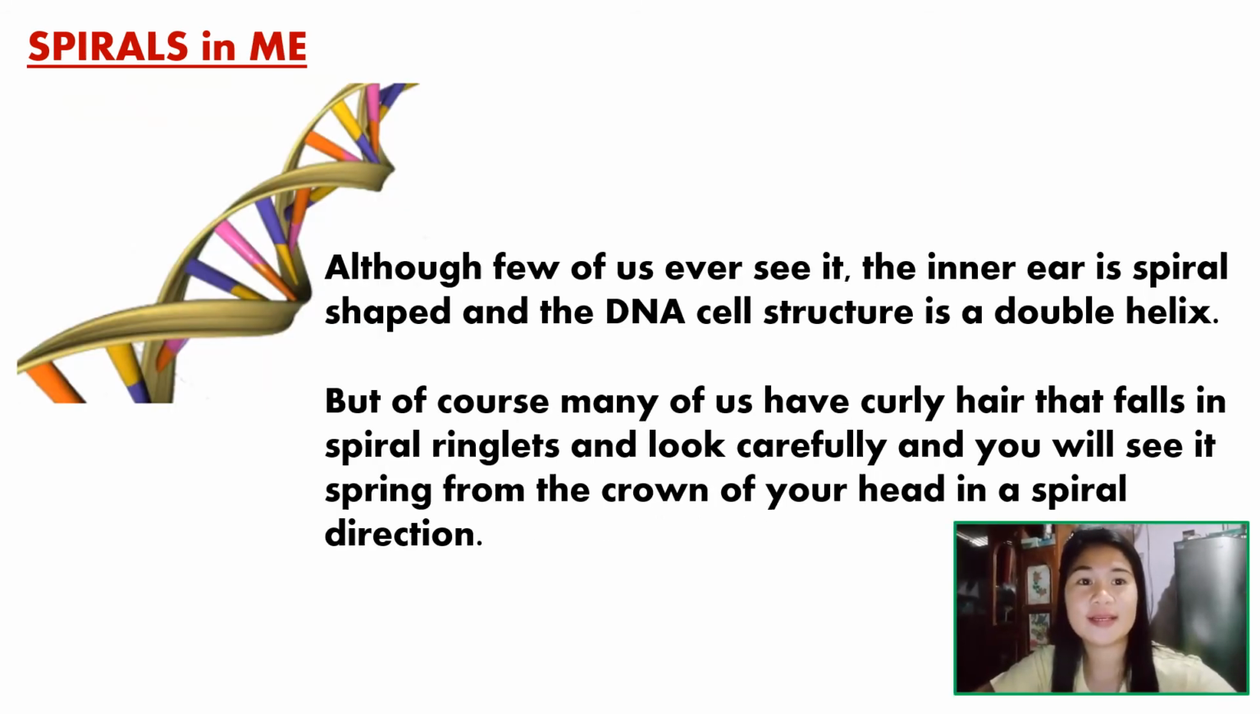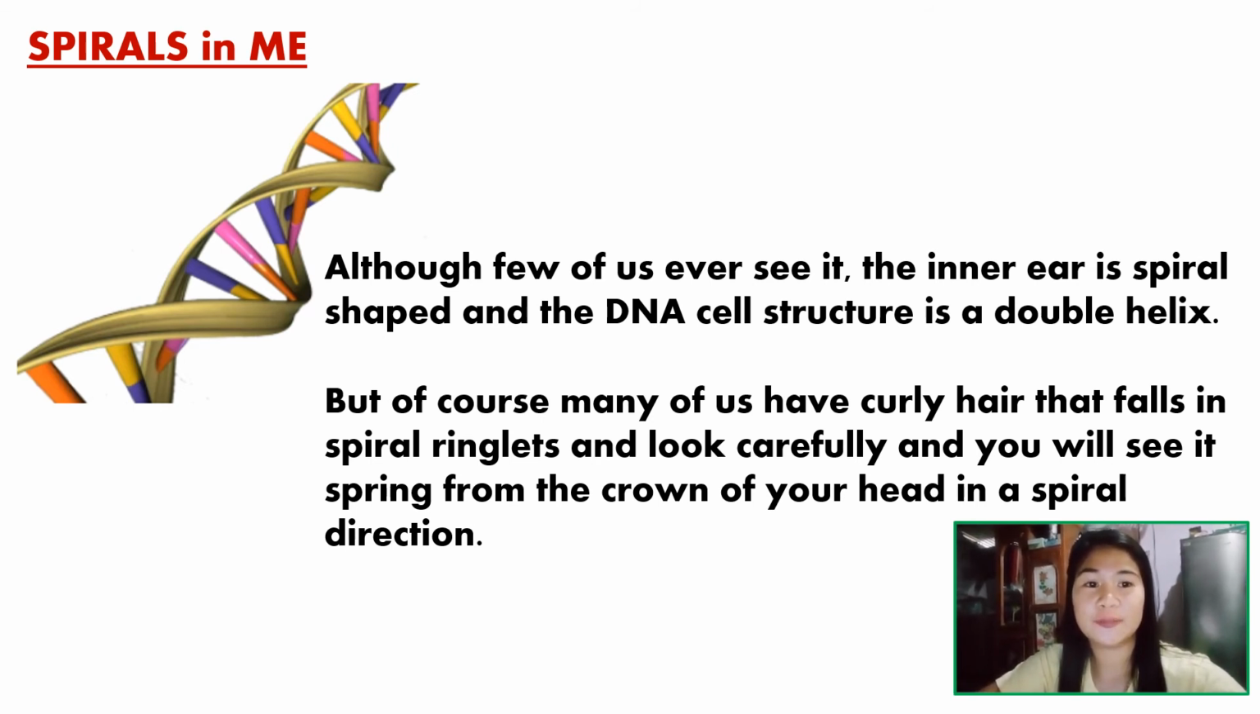Next, spirals in me. Although few of us ever see it, the inner ear is spiral shaped, and the DNA cell structure is a double helix. But of course, many of us have curly hair that falls in spiral ringlets. And look carefully and you will see it spring from the crown of your head in a spiral direction.